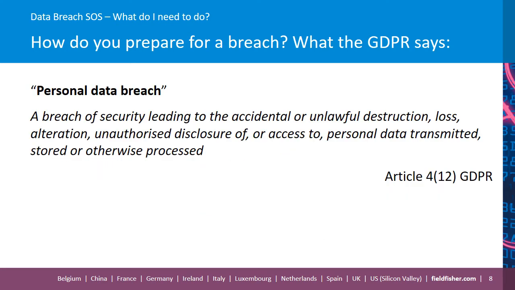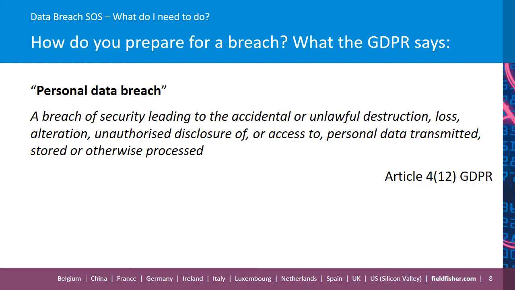Then before we go any further, let's have a look at what the GDPR says a personal data breach actually is. So the definition is in Article 4.12 of the GDPR, and we've reproduced it here on the slide. So a personal data breach is a breach of security leading to the accidental or unlawful destruction, loss, alteration, unauthorized disclosure of, or access to personal data transmitted, stored, or otherwise processed.